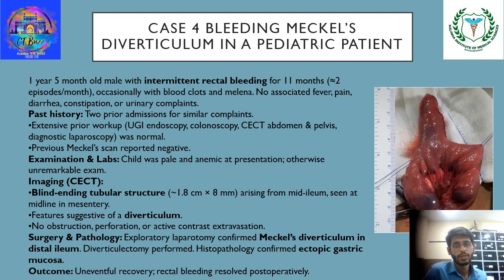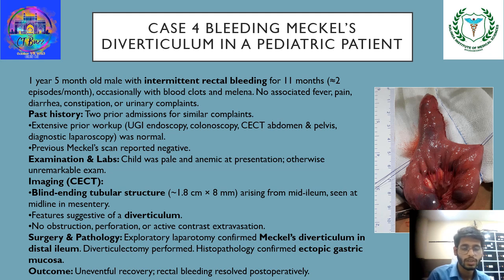Case 4 is of bleeding Meckel's diverticulum in a pediatric patient, a 1 year, 5-month-old baby, with intermittent rectal bleeding for 11 months, occasional with blood clots and melena, no associated fever, pain, diarrhea, constipation or urinary complaints. 2 prior admissions for similar complaints were there. Extensive prior workup was done, which was normal. Previously, Meckel scan was also done, which was negative. Examination shows child was pale and anemic at presentation, otherwise unremarkable exam.